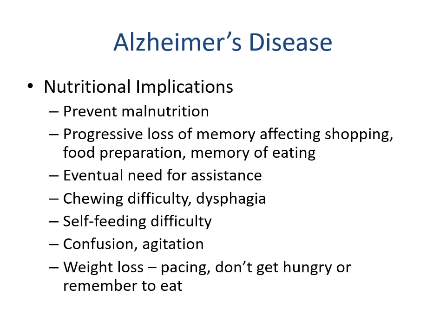So nutrition implications, we want to prevent malnutrition, progressive loss of memory affecting shopping, food preparation, and again, remembering to eat. So eventual need for assistance. Again, we're going to see increasing severity, so chewing difficulty, dysphagia, self-feeding difficulty, confusion, agitation. And so weight loss is common due to pacing, and these patients, right, either not experiencing hunger and or forgetting to eat.